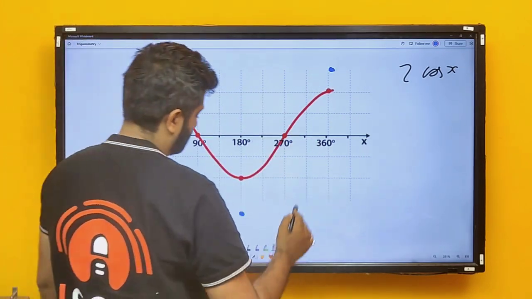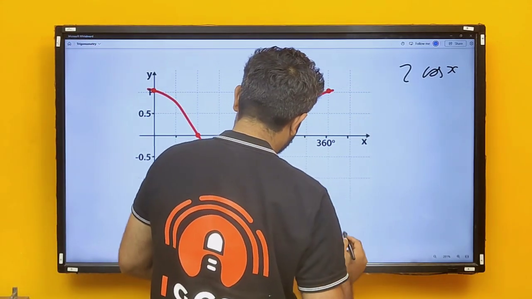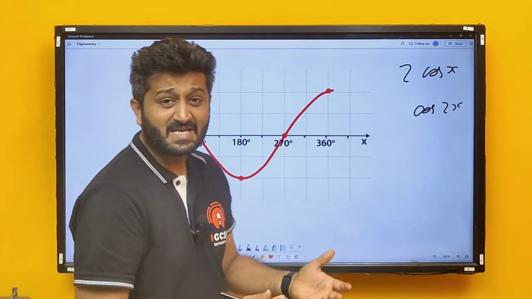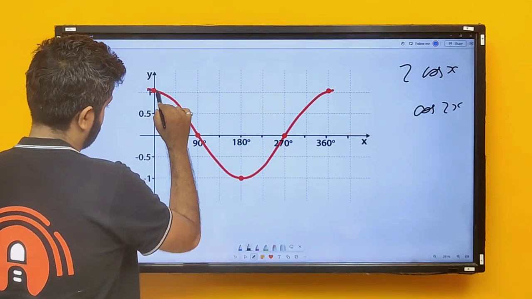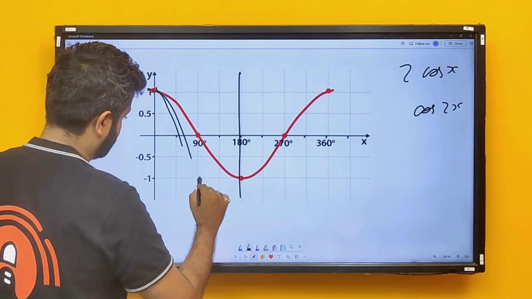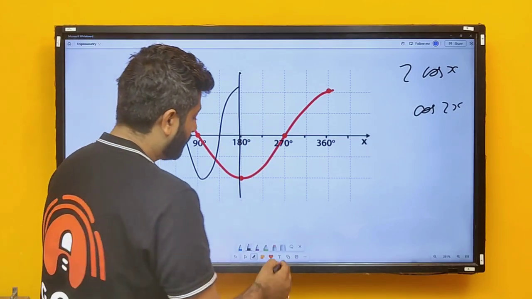In the same way, they can also tell you to draw the graph of cos 2x. Again, cos 2x means reducing the time period by half. So let's say this is my 180, and this is what my graph would look like. Right.